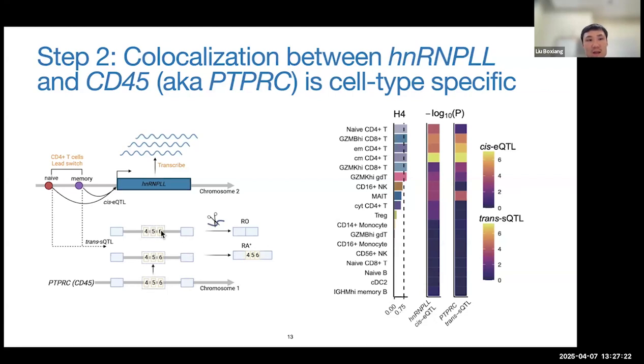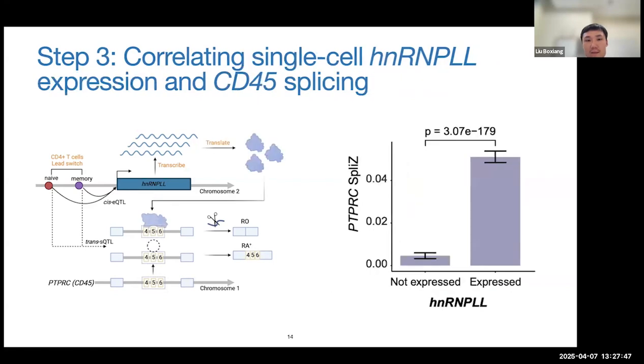So we found that these two variants are strong splicing QTLs for the RO versus the RA isoform. And in fact, you see that whenever there is an HNRNPLL cis-eQTL, there is a CD45 trans-sQTL. So their signals are quite correlated with each other, right? So this leads us to a further investigation, which is why is there such percolation of effect sizes?